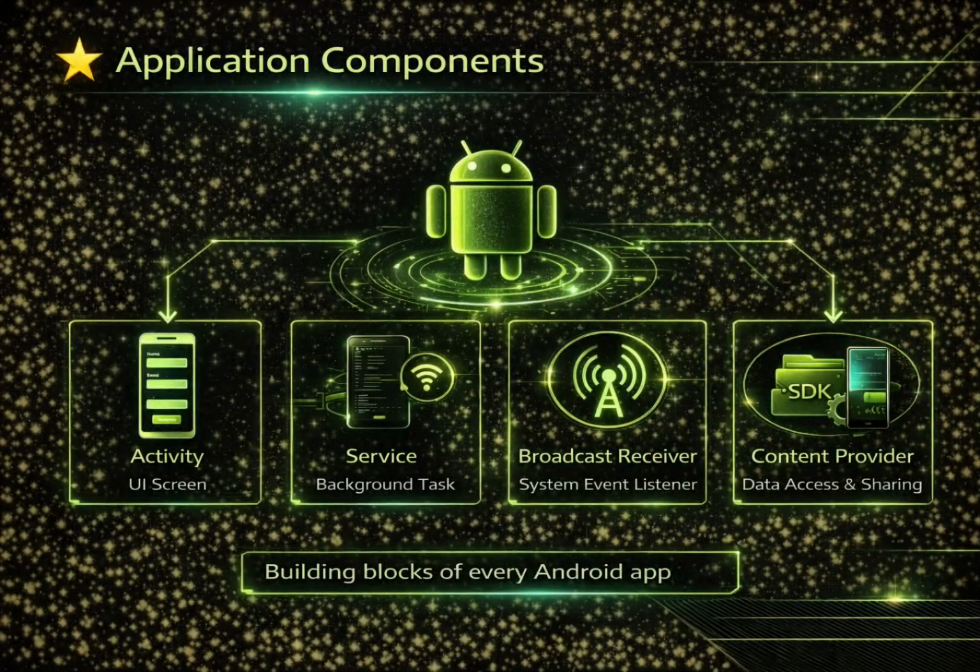Application components. In Android, an application is built using 4 core components. Every app in the world uses these components in different ways. 1. Activity. It represents a single screen with a user interface. 2. Service. It performs operations in the background without a UI. 3. Broadcast receiver. It listens to system-wide events such as battery change, network change, power on/off. 4. Content provider. It manages structured data, such as contacts, media, or your app database.